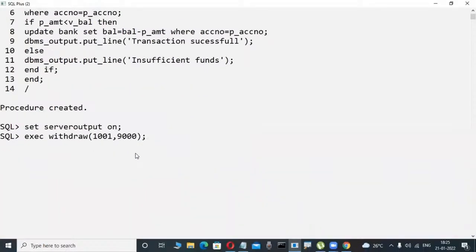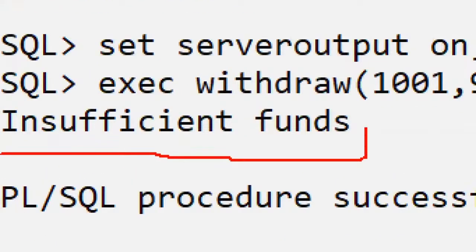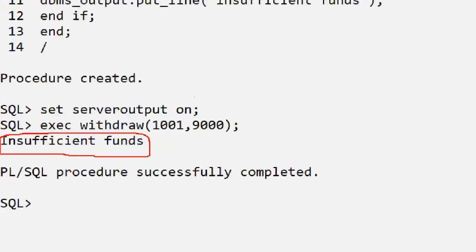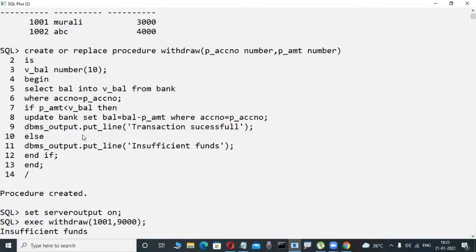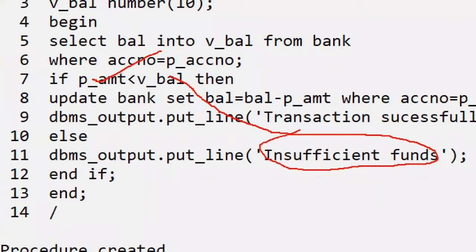Whenever I try to withdraw 9,000, is it possible? No. So now here what will it give? Yes, the message: insufficient funds. It will display the message or not. How is it possible? This coding is executed. Whatever I'm writing, that is executed. Your amount is more than the available balance. That's why insufficient funds only. It will display the message or not. Yes.